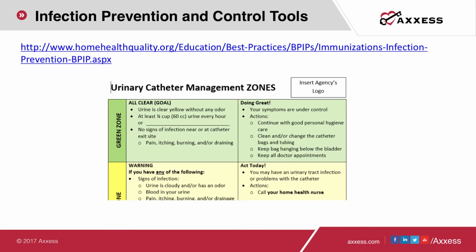Another thing that they have for you in their BPIPs, or best practices, are little tools, such as in this particular case, a urinary catheter management zone. We call them the red light or drill down. You have a green zone, a yellow zone, and a red zone. The green zone tells you this is what kind of symptoms you'll have if everything's okay. And then the yellow zone is kind of a warning symptom. You know when to call someone. You go ahead and call them today if you see this kind of problem.